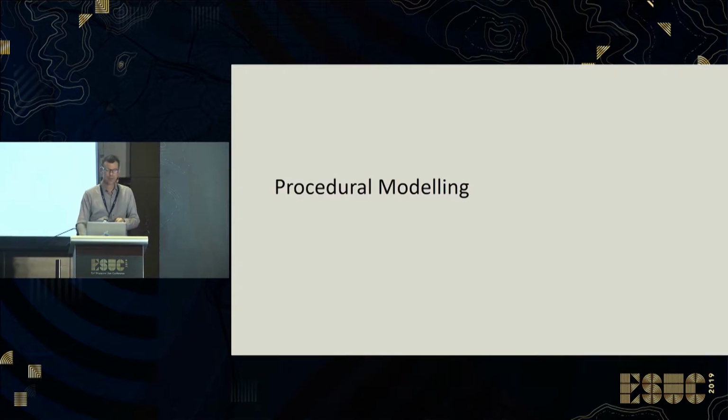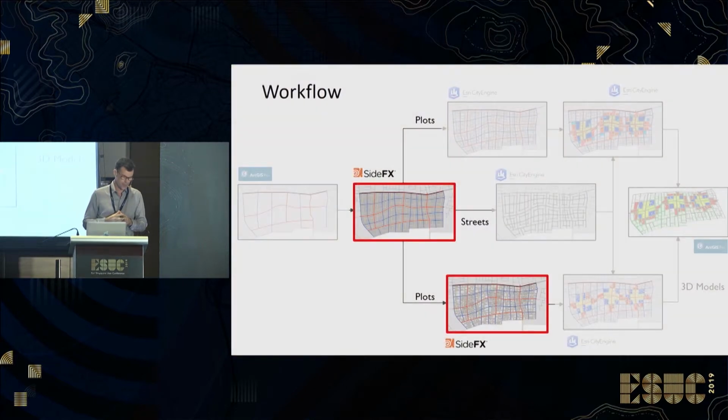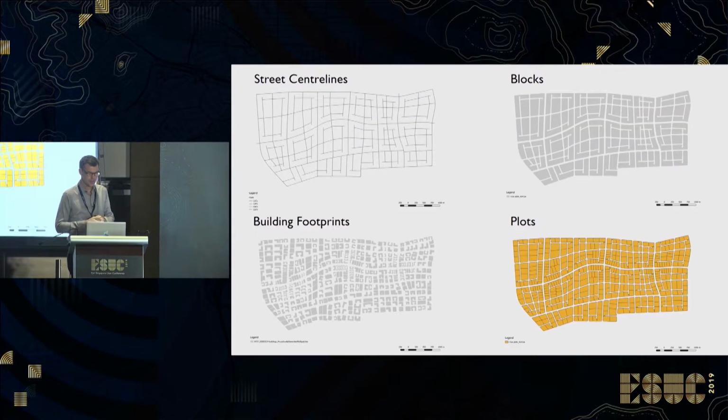So let's have a look at this procedural modeling in Houdini first. I have a series of videos that just go through this process and explain what's happening. It's really looking at these two parts in the flow chart where we're using Houdini. And if we look at this, the data that gets generated at the end of this process is basically the street center lines, the blocks, the plots, and the building footprints.